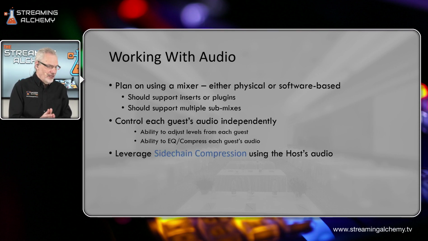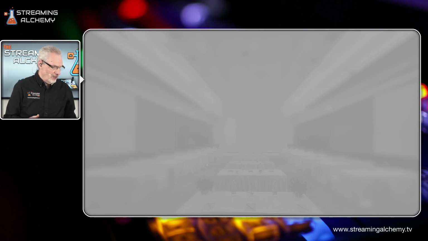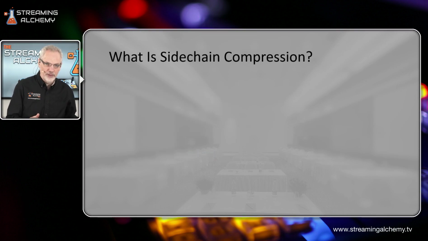And then the other thing that I would strongly recommend is that you use something called sidechain compression on the host audio. One of the big challenges when people are remote, where you don't have the visual cues you'd have when you're co-located in a physical event, is that you need some way to take control of a discussion. Sidechain compression is a way that can help you do that. So let's talk a little bit about what it is.